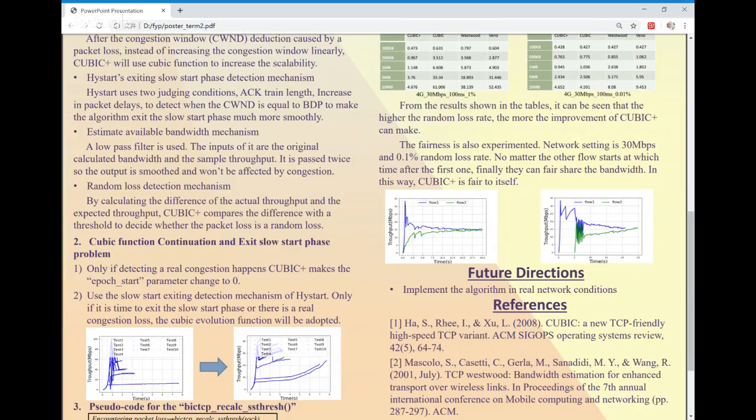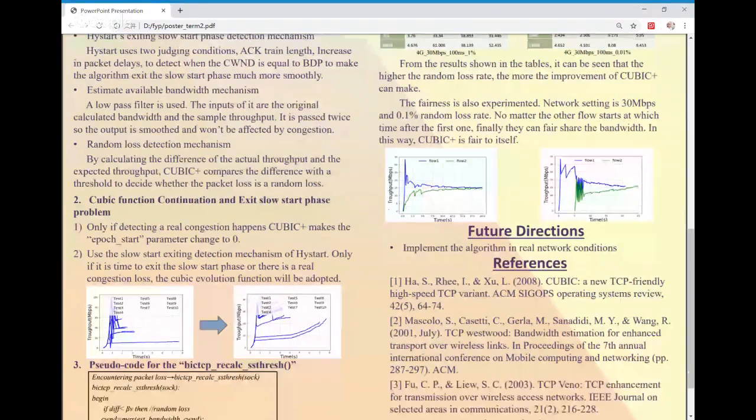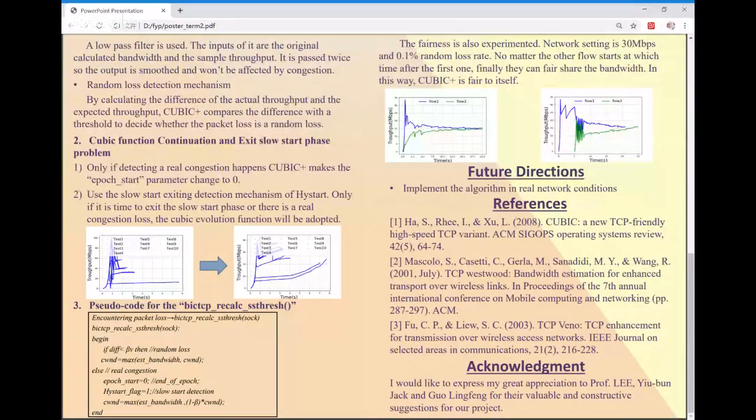As for the last one, it's the most important mechanism. It is the random loss detection mechanism. I get this from TCP Veno. It uses the difference between the actual throughput and the estimated throughput. Based on many experiments, it gets a constant value for the threshold. If the difference is larger than the threshold, it means that the packet loss is due to a real congestion. However, if the difference is smaller than the threshold, it means that the packet loss is just a random loss and we can ignore it.